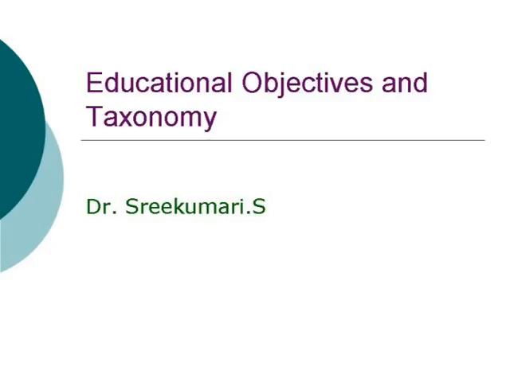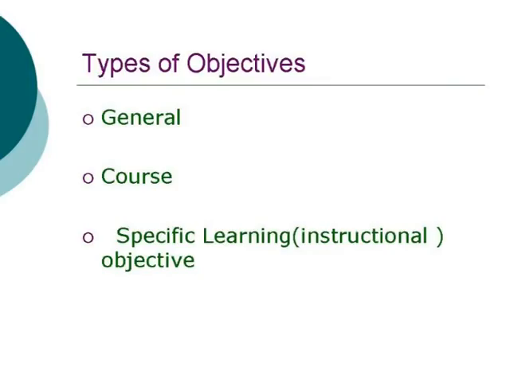Of course, you have already told me what objectives mean. So, what are the types of objectives? You have general objectives, then course objectives, and then the specific learning or instructional objectives. What is the basic difference between the three? The general objectives are specific, at the same time they imbibe certain wider areas.